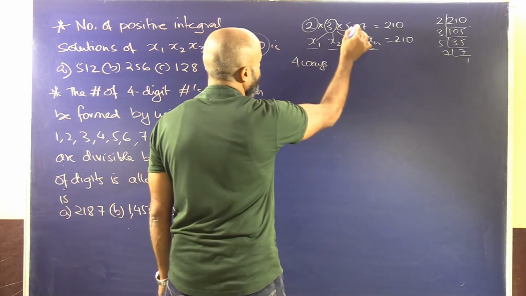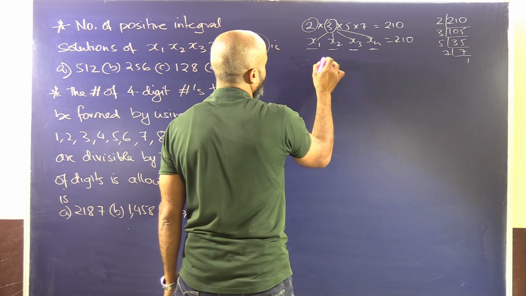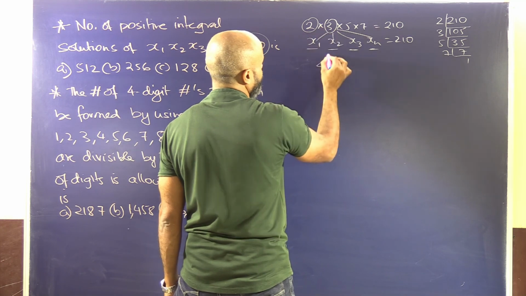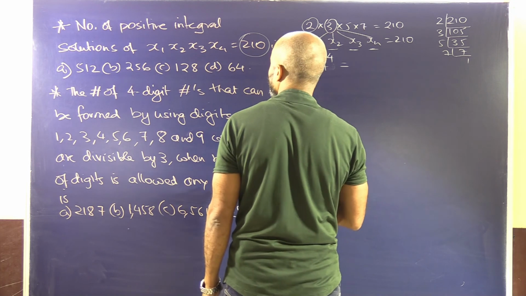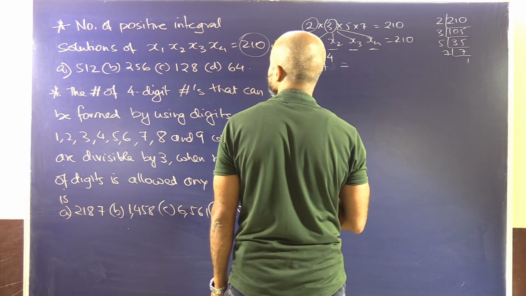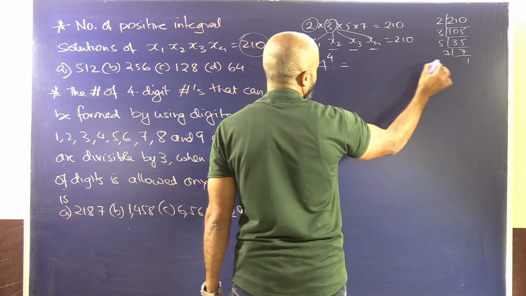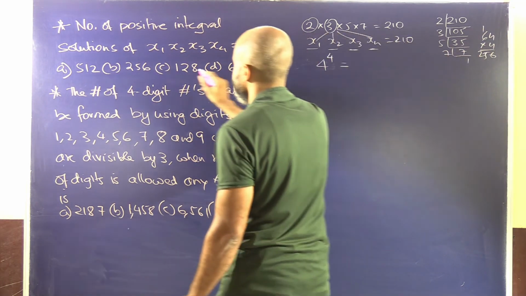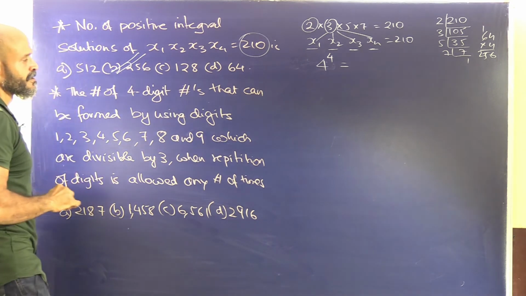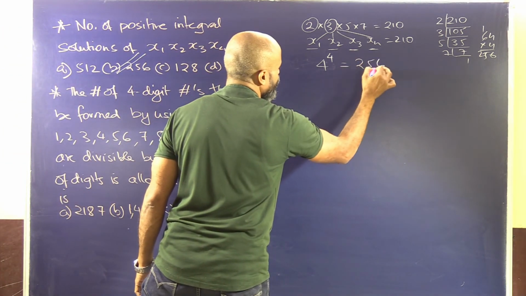So what we have is 4 numbers and 4 places. So this will be 4 to the power of 4. That will be how much? 4 4s are 16, 16 4s are 64, 64 into 4 will be 256. So this is going to be the answer: 4 to the power of 4, that is 256.